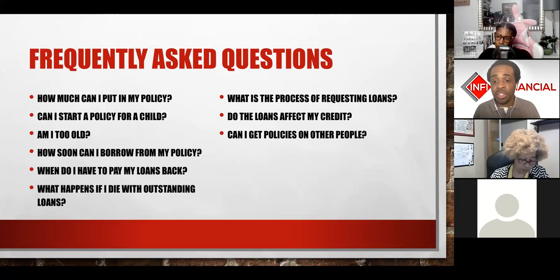Or like I said, you can just take it out on yourself, and you just make her the payer, and she'll be able to pay it no problem, and she'll still be the beneficiary as well. I'm gonna let her take care of that. Yes, ma'am.